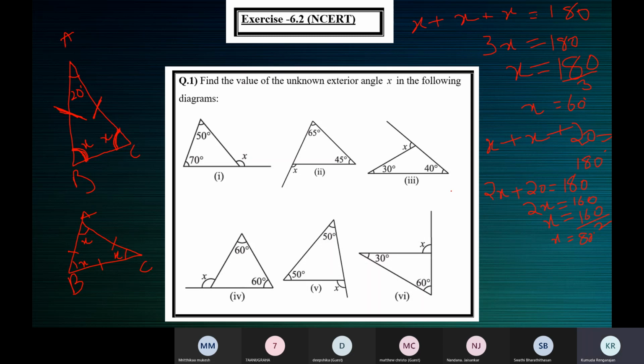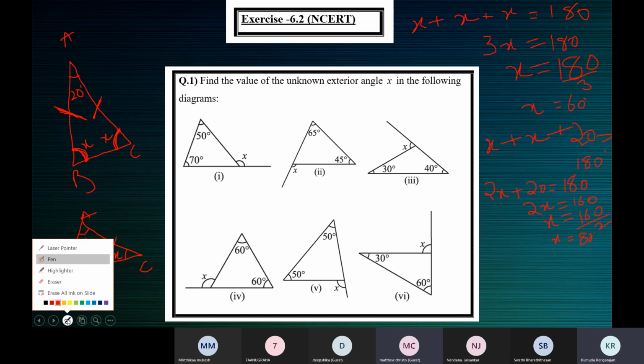Any questions on this, children? No doubts, ma'am. Others are quiet. Mritika, Anugraha, Matthew, Deepshika. No doubts, ma'am. Right.